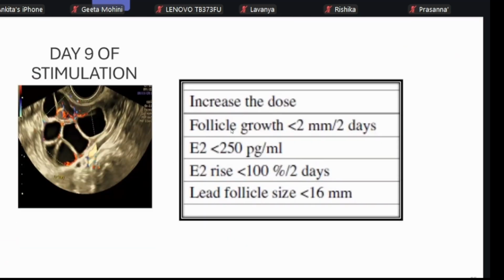On day 9 of stimulation, we see how many mature follicles there are. We look for 2 to 3 follicles more than 17 mm in size, and an adequate rise in the estrogen values, at least 250 picograms per ml for each follicle. Based on that, we decide upon the trigger or whether to continue stimulation.